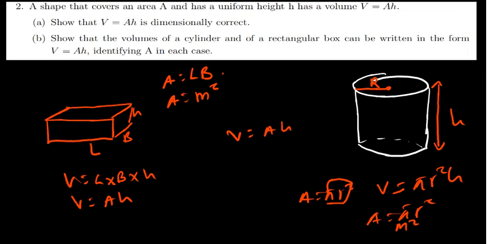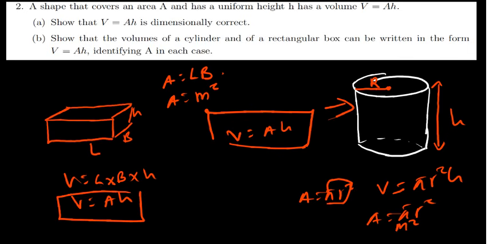So this is how you can show it. As you can see, the formula for this one and this one is giving us the same thing. This is what they want us to show. That's why they are saying show that the volume of the cylinder and the rectangular box can be written in the form V is equal to A H. So this is how you show it.